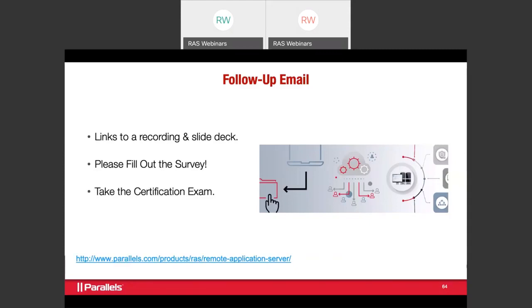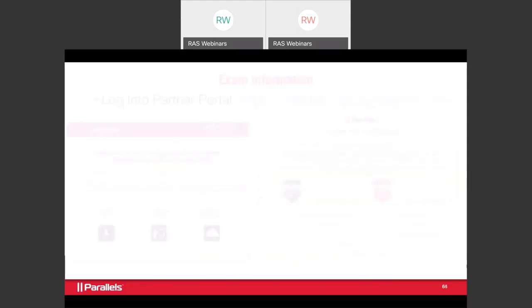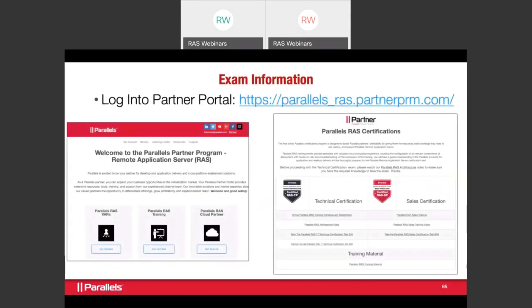And I had this slide up earlier, but just so we can see it again, if you log into the partner portal, you can get trained, get started, or get certified under the Parallels Remote Application Server training link there. That provides a lot of the online documentation and training that's available to our partners. And then if you scroll down to the bottom, there's a place where you can go ahead and take that exam, and you can get your little badge to be Parallels Technical Certified. And there'll be a new one for advanced training.